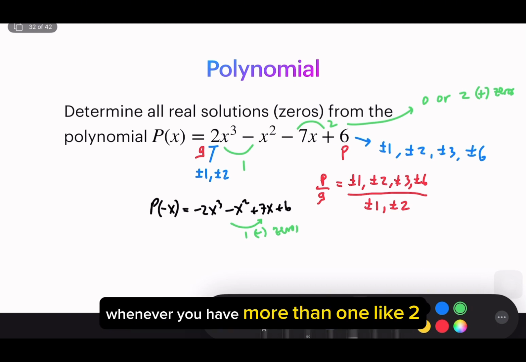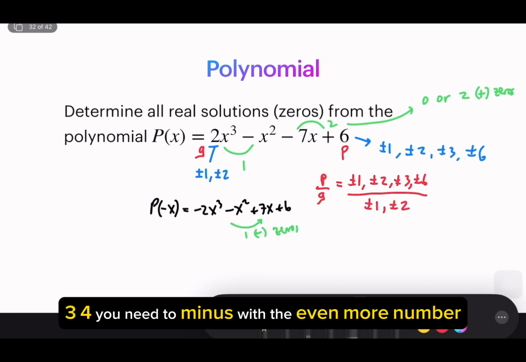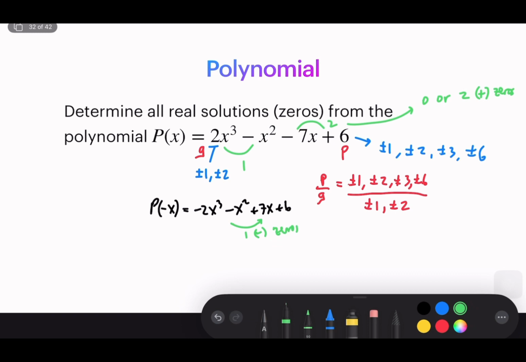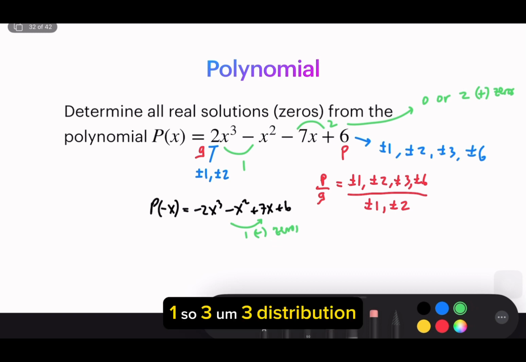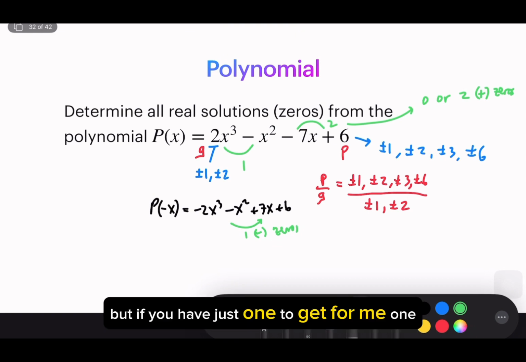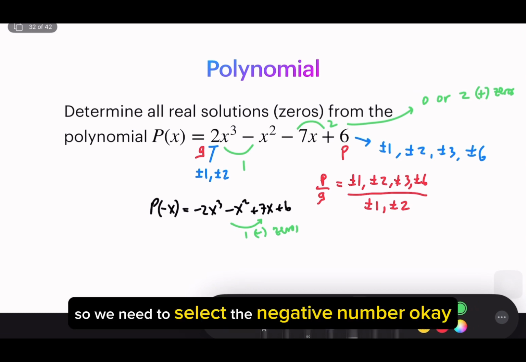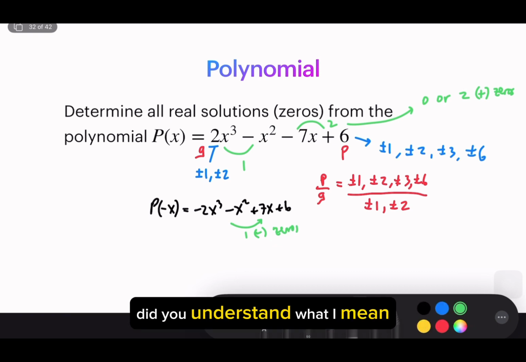Remember how we get 0 and 2? Whenever you have more than 1, like 2, 3, 4, you need to subtract an even whole number, minus 2. So if you get 5, you have 5, 3, 1. But if you have just 1, so there's only 1. It means that we should have 1 negative zero, so we need to select the negative number. Okay, do you understand what I mean?